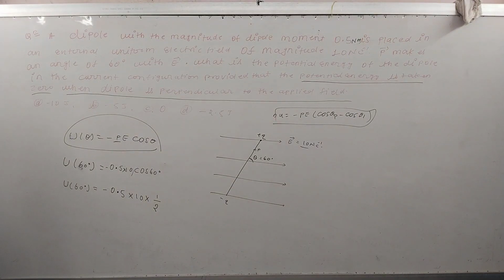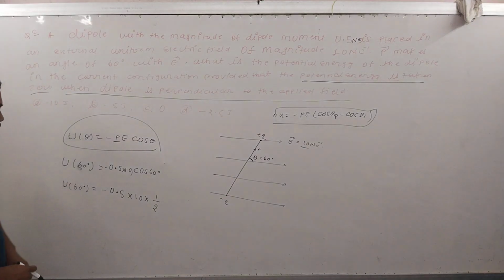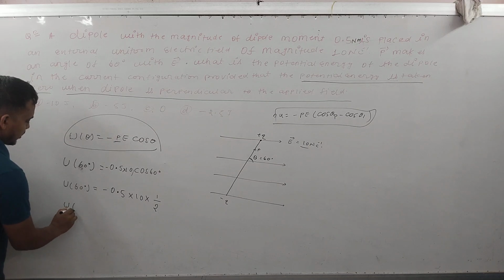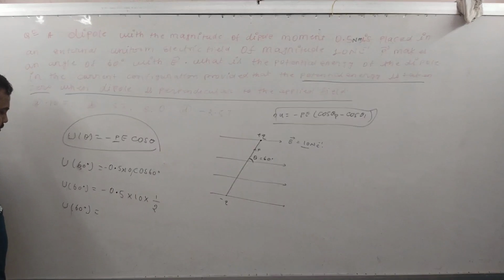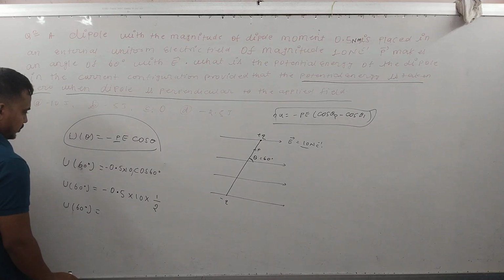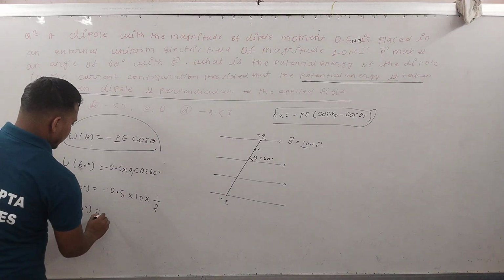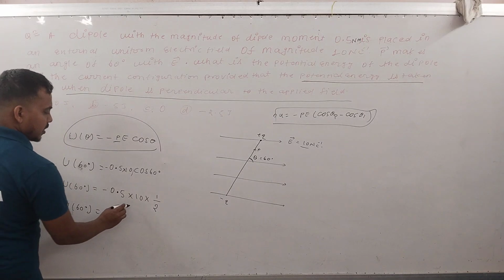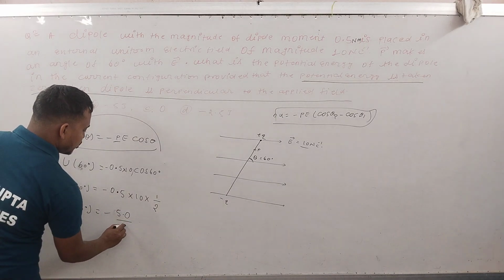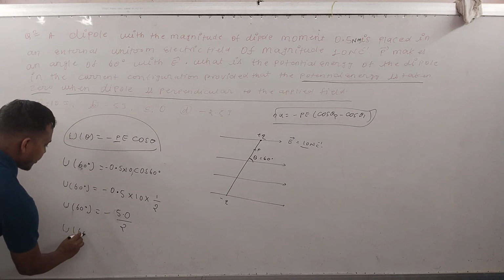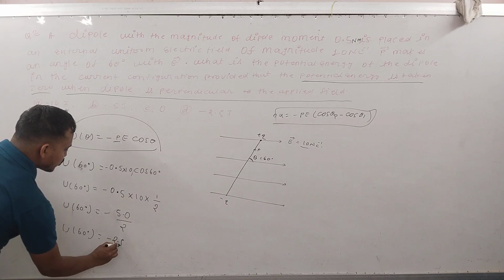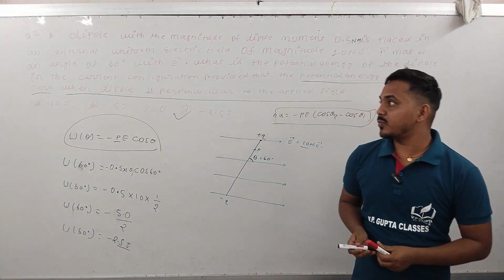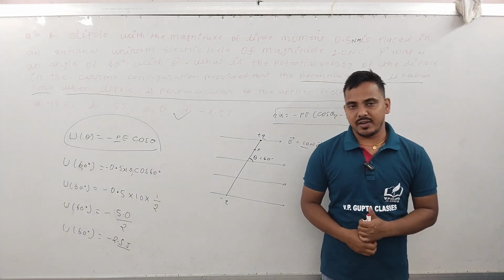Okay, 1 by 2, and we apply U60 is equal to minus 5 by 2, and we divide 5 by 2, we get minus 2.5 joule, and our option is D. This is the answer of this question, minus 2.5 joule.